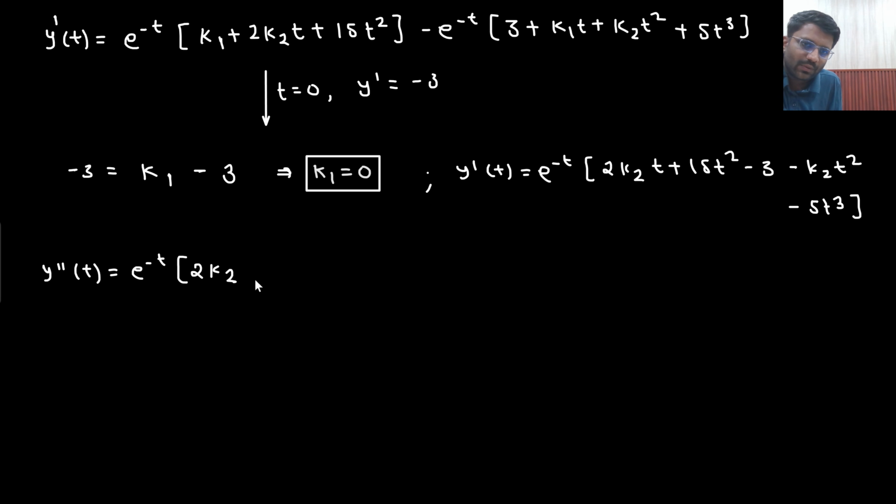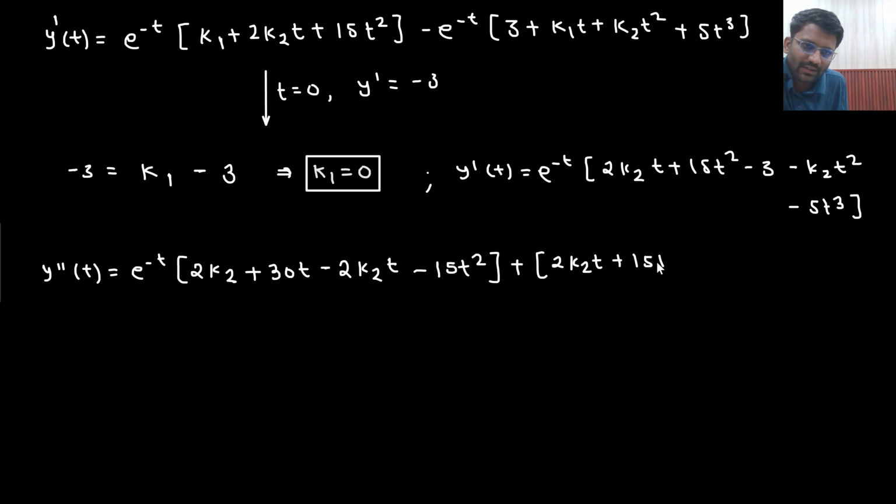That will be 2k2 plus 30t. This will be gone, minus 2k2t. Here you will get 2k2 plus 30t, this will be gone, minus 2k2 minus 15t square. Then plus second one as it is: 2k2t plus 15t square minus 3 minus k2t square minus 5t cube. So this one as it is, differentiation of e to the power minus t would be minus e to the power minus t. So this minus sign will come here.